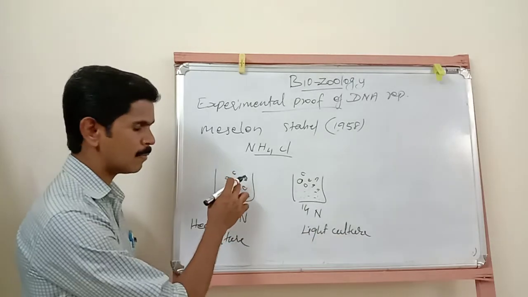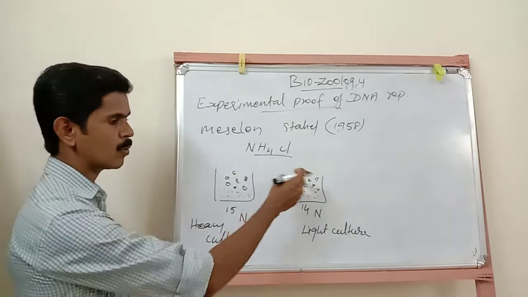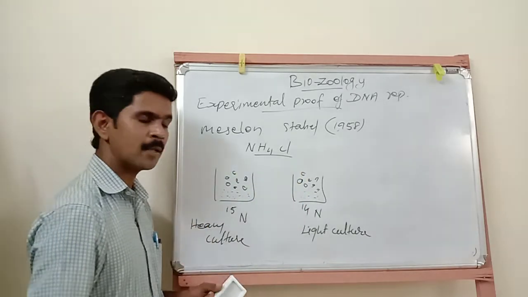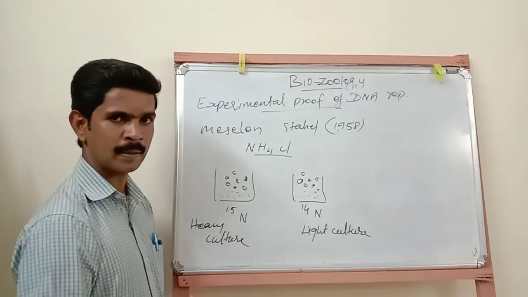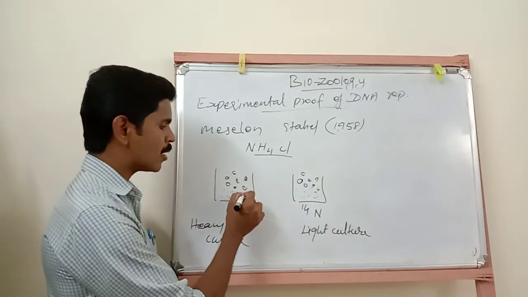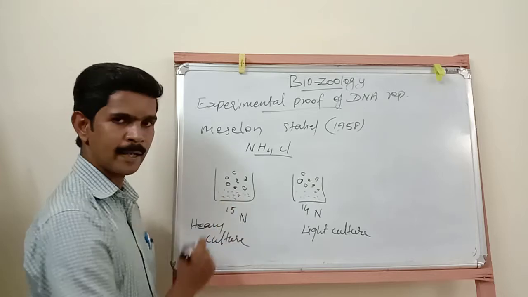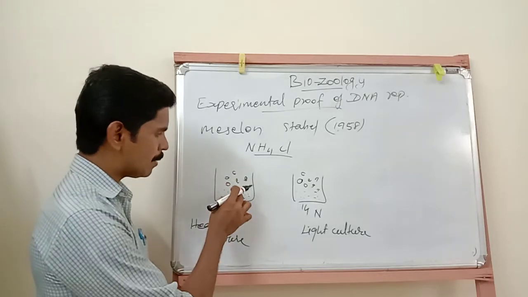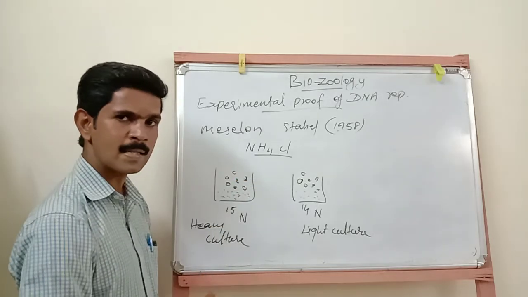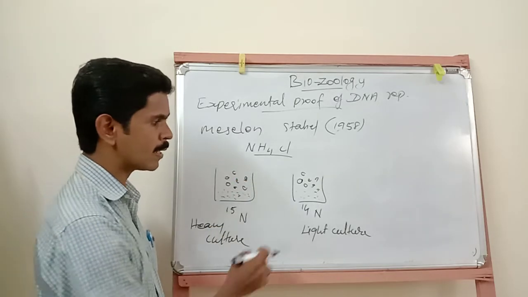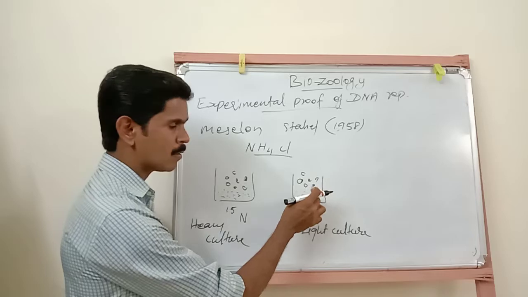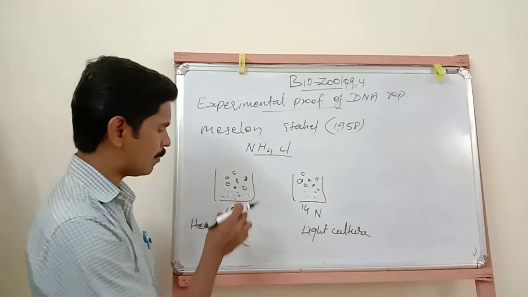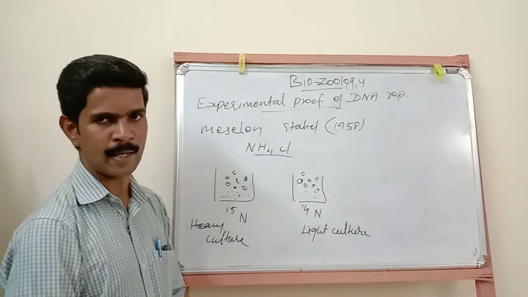And already they kept some Escherichia coli bacteria inside both culture media. After the completion of the growth of this Escherichia coli bacteria, the DNA is also mixed in this culture medium. The DNA present in this culture was considered as heavy DNA, and the DNA mixed in this culture was considered as light DNA. So, heavy DNA here, light DNA here.